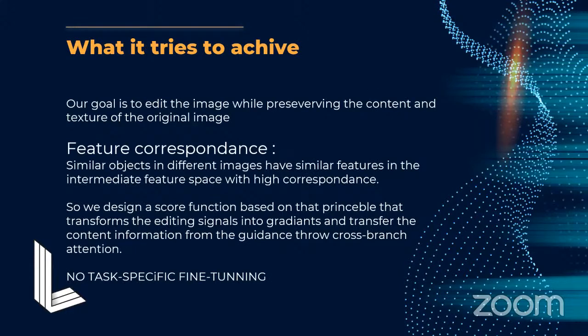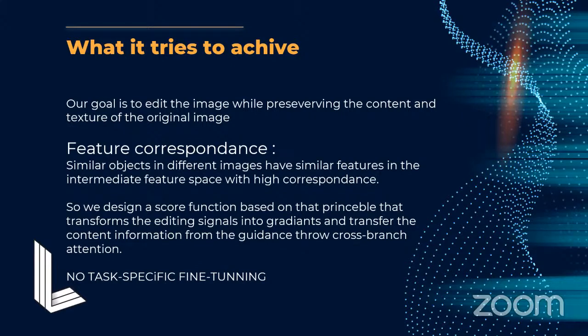Our goal is to edit images while preserving content and texture of the original image. To do that, we take advantage of a feature that has been proven in previous papers and research: similar objects in different images have similar features in the intermediate feature space. By intermediate feature space, I mean that the diffusion process is iterative, happening in time steps, so an intermediate feature space is the feature space of an intermediate stage inside that diffusion process. Similar objects have similar features inside of that feature space, and they highly correspond to one another.